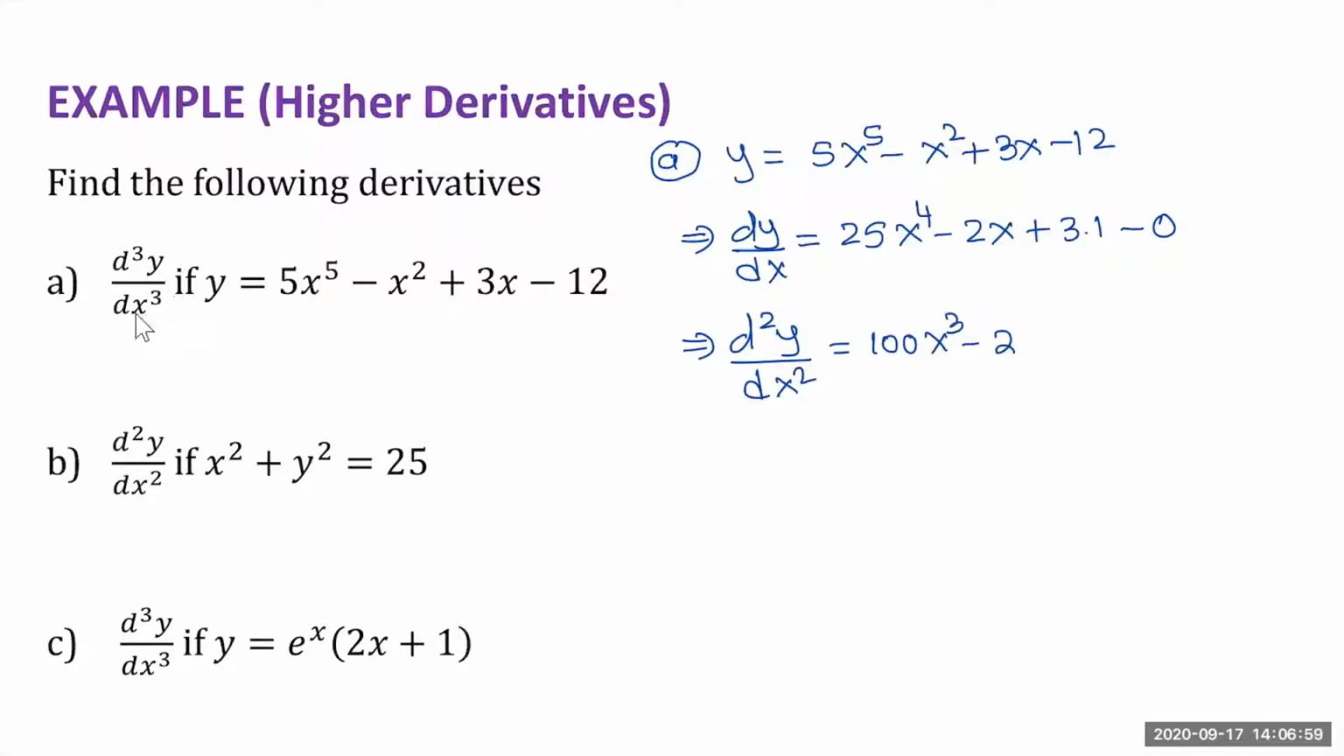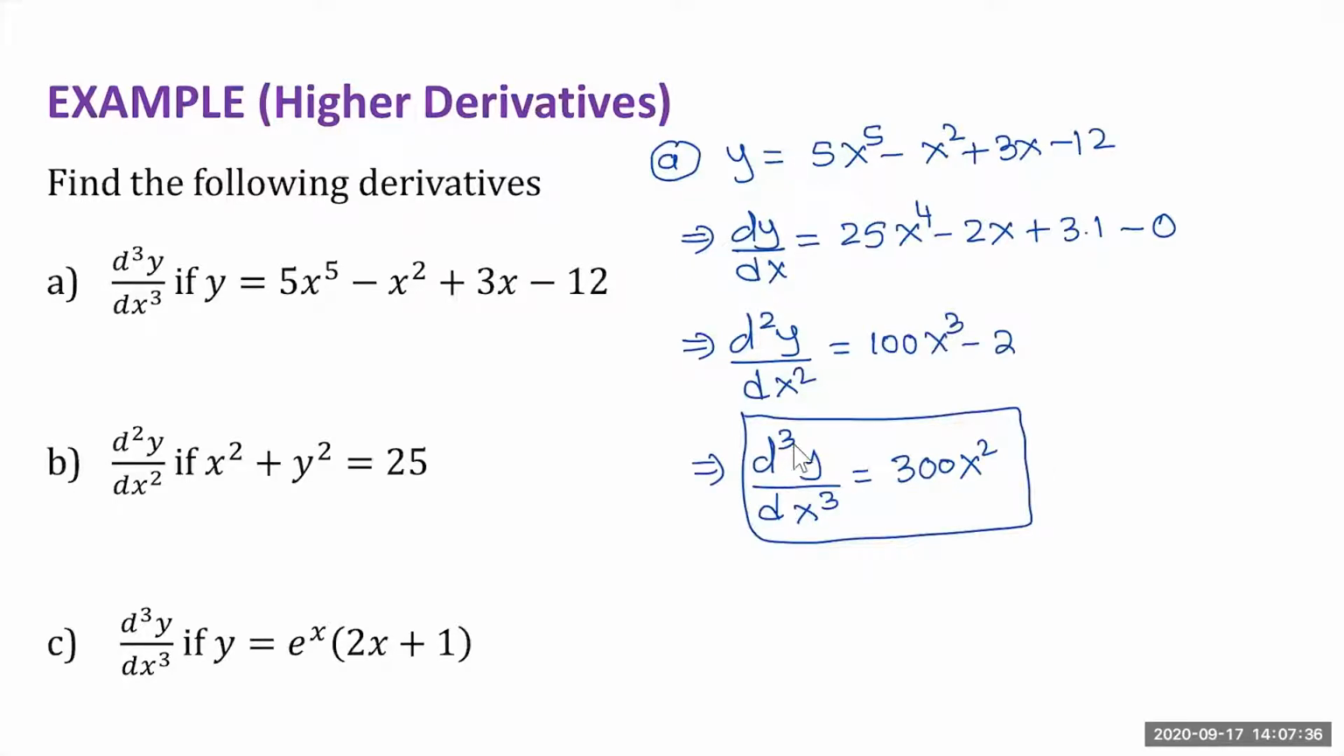But we are asked to find the third derivative, so we'll go one more time. This is how we write the third derivative, d cubed y over dx cubed, which is equal to, now we are differentiating with respect to x. So we bring that power down. So 3 times 100, that'll be 300x squared because we are reducing the power by 1. 2 is a constant. The derivative of a constant is 0, so I don't need that. So this is the third derivative of the function given in part A. d cubed y over dx cubed equals 300x squared.